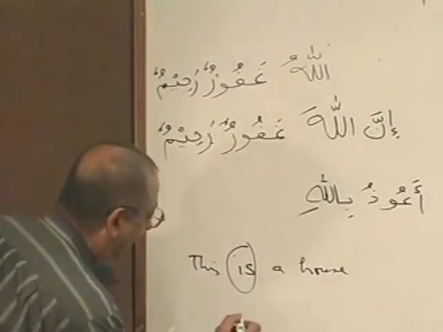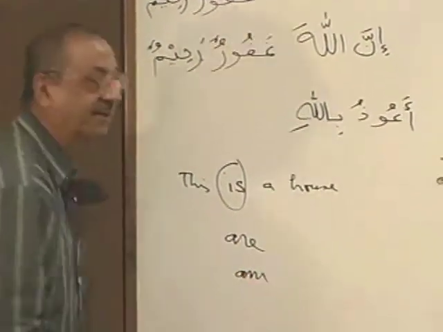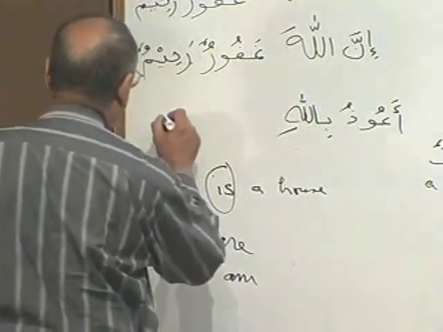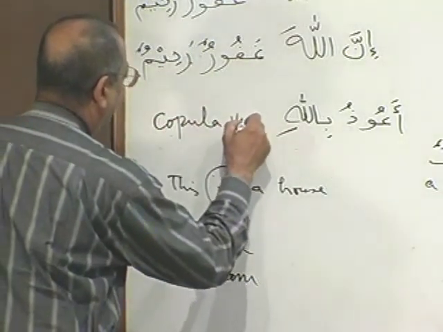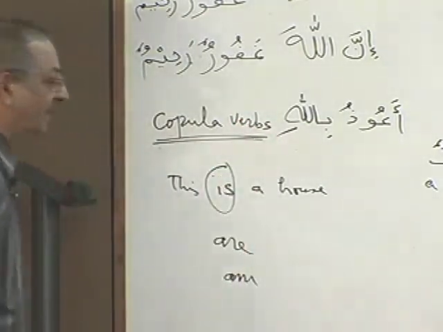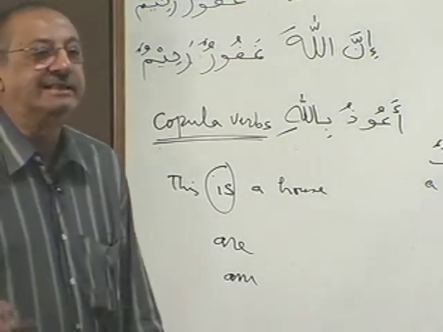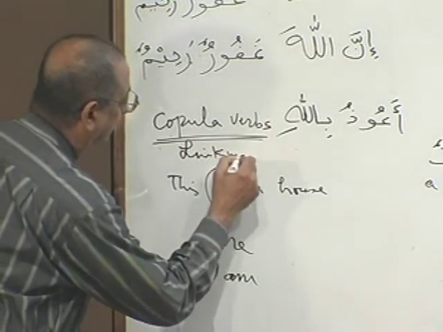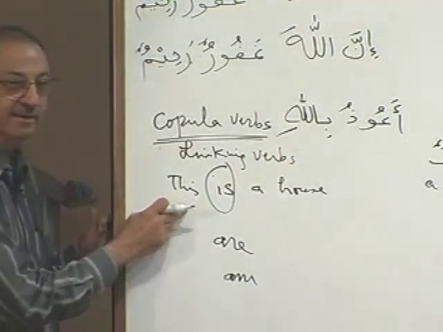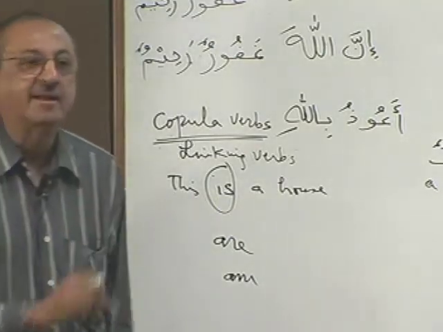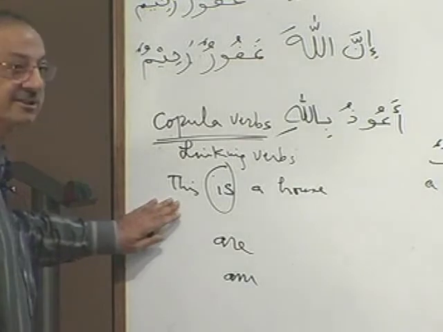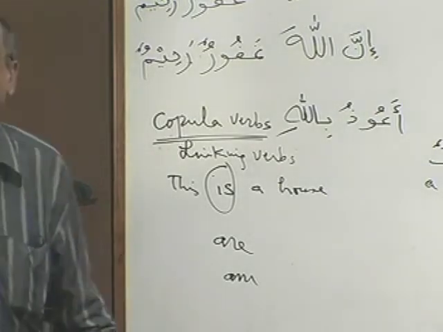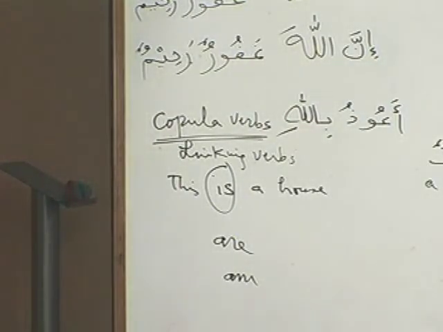Is, are, and am, these are linking verbs. In English, we call it copula. Copula verbs. Brothers and sisters? They are intransitive verbs, but I will not go into detail on intransitive. But they are called copula verbs. It means they are linking verbs. They link one noun with another noun, or they link the subject with the other noun. They are called linking words in English. They do not exist in the Arabic language. They are not there. There is no need.